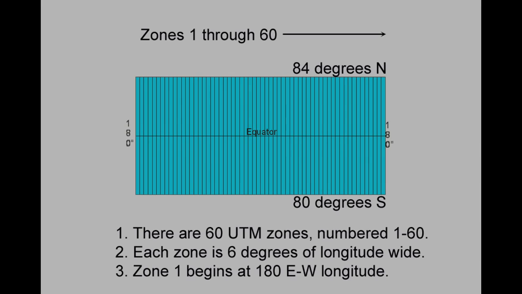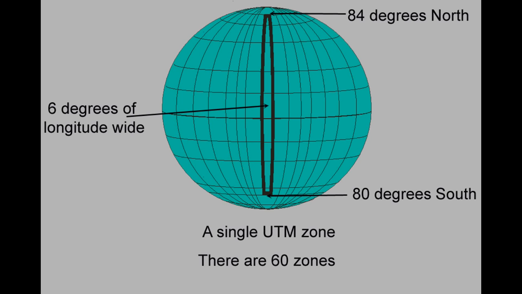Now this rectangle, as you can see, is divided into long, thin zones, and each one of these zones is depicted by a vertical line there, and there are 60 UTM zones, and they are numbered 1 through 60. Zone number 1 begins on the left side, and zone number 60 ends on the right side. So here we see the outline of a single UTM zone with its northern and southern boundaries indicated. Notice that it is 6 degrees of longitude wide. There are 60 such zones, so 6 degrees per zone times 60 zones equal 360 degrees all the way around the earth.